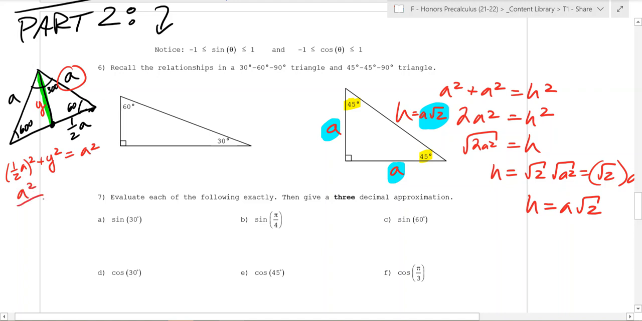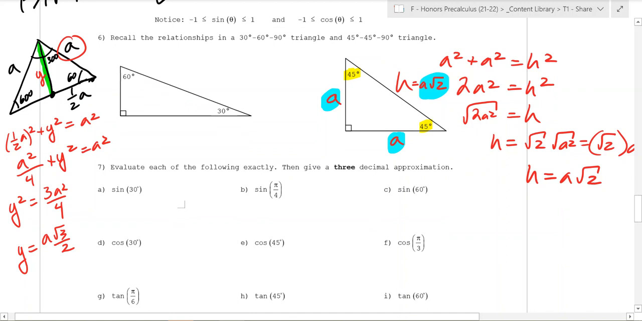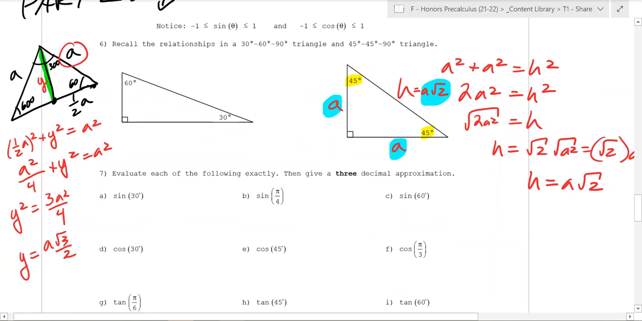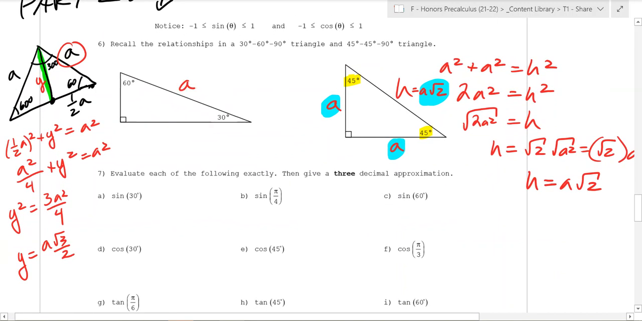So you have a squared over 4 plus y squared is equal to a squared. You subtract 1/4 a squared and end up with y squared is equal to 3a squared over 4. If you take the square root of this and simplify it, you end up with y is equal to a root 3 over 2. So the height of this is a root 3 over 2. What we wrote there is, if this side was a, this base would be 1/2 a, and this height would be a times root 3 over 2.